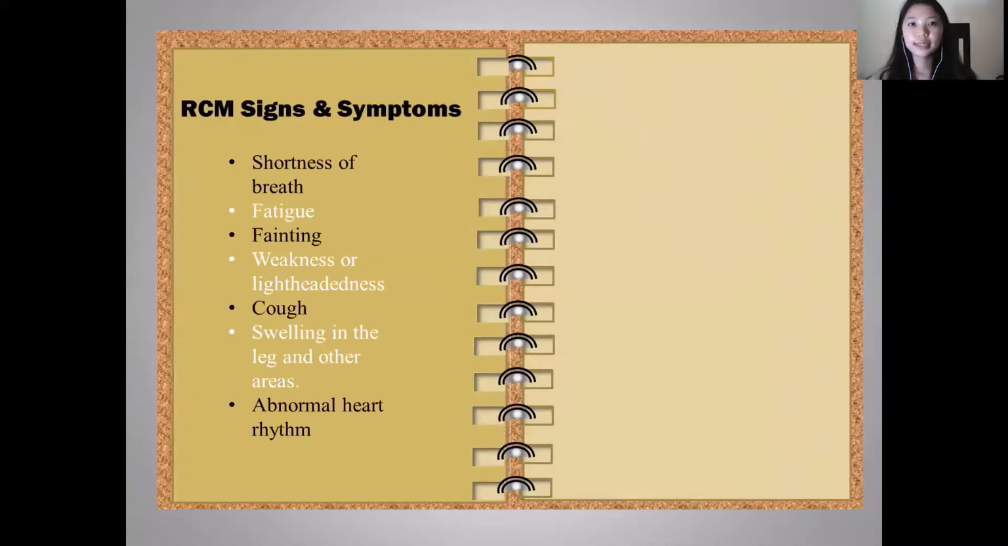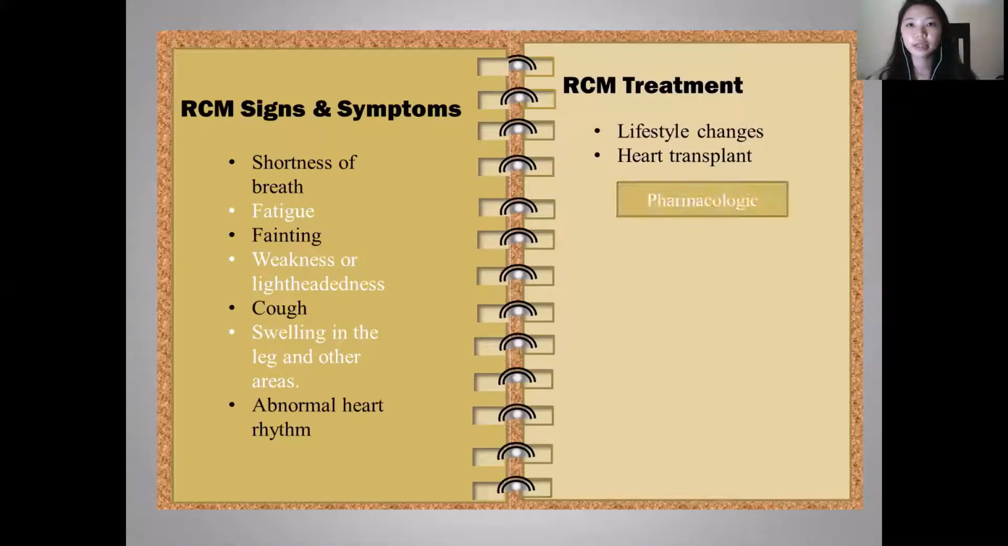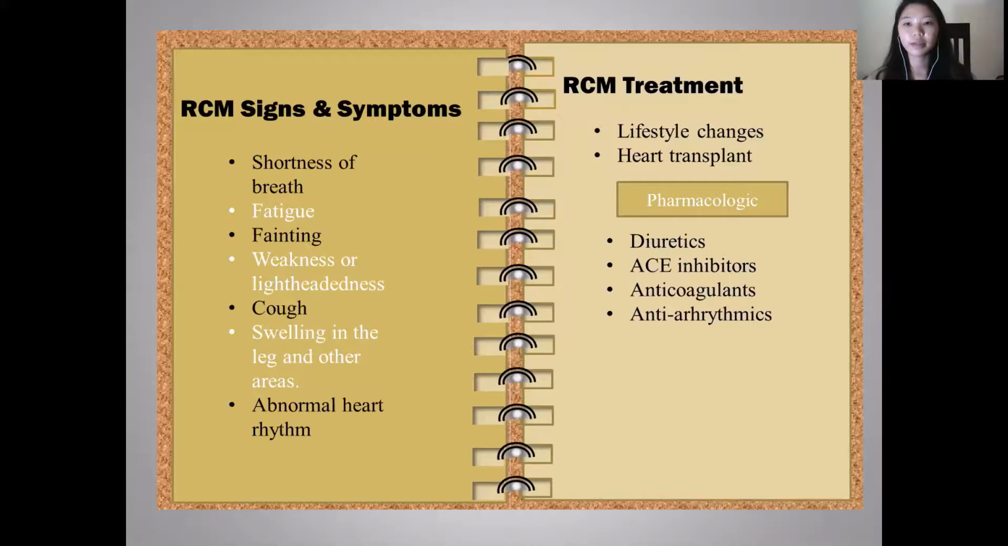The signs and symptoms of restrictive cardiomyopathy are shortness of breath, fatigue, fainting, weakness or lightheadedness, cough, swelling in the leg and other areas, and abnormal heart rhythm. Treatments are lifestyle changes and heart transplant. Pharmacologic treatments include diuretics, ACE inhibitors, anticoagulants, and antiarrhythmics.